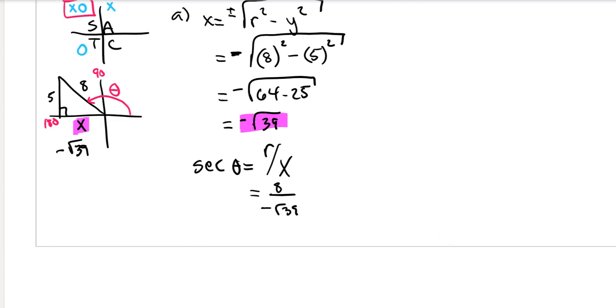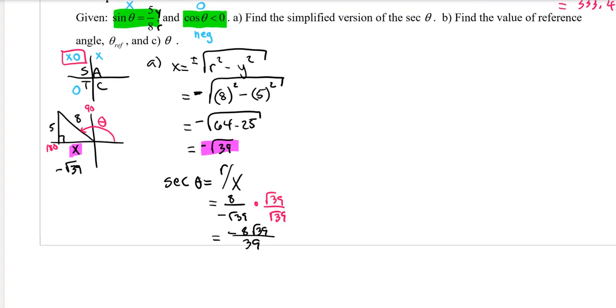Now we've got to multiply top and bottom, because we can't leave it like that. This is one you want to start being able to look at and do mentally in your head. When you do that, you'll get negative 8 square roots of 39, all over 39. So that is the value of secant right there. That's it for that one. Then we've got to find the reference angle next.